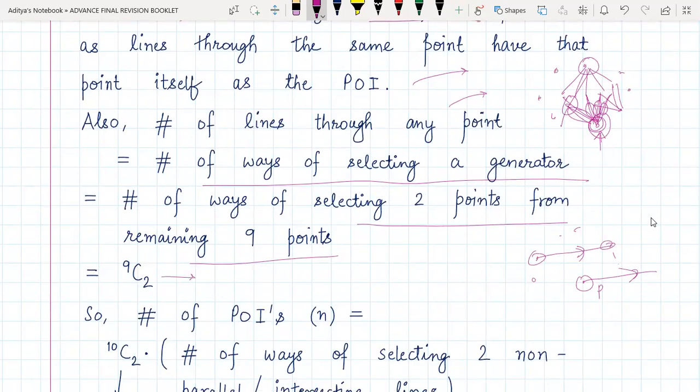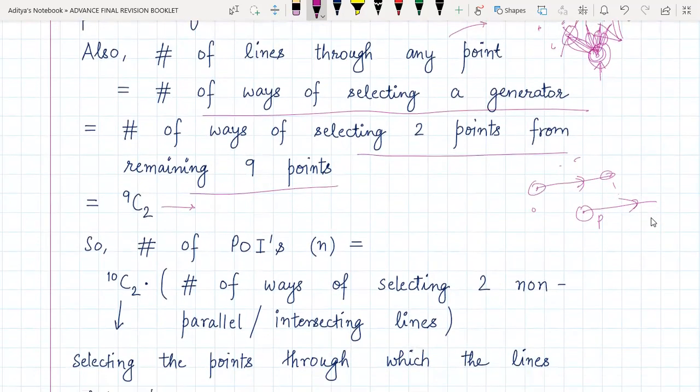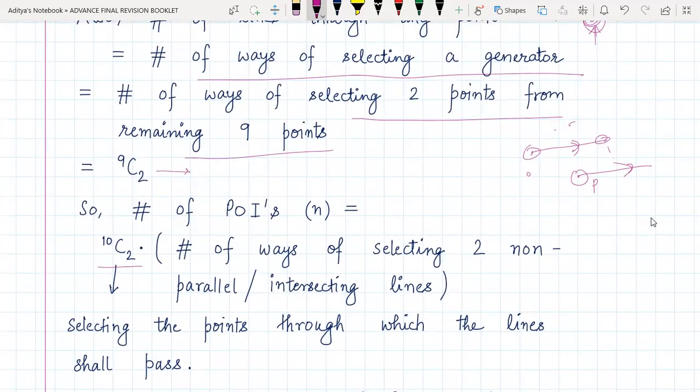Now, what will be the number of points of intersection? Point of intersection of new lines, basically, not excluding the 10 points. So we first have 10C2. What is 10C2? Basically, we are selecting the points through which the lines shall pass. So for example, we have 10 points, right? Like this, like this, like this, like this, like this.